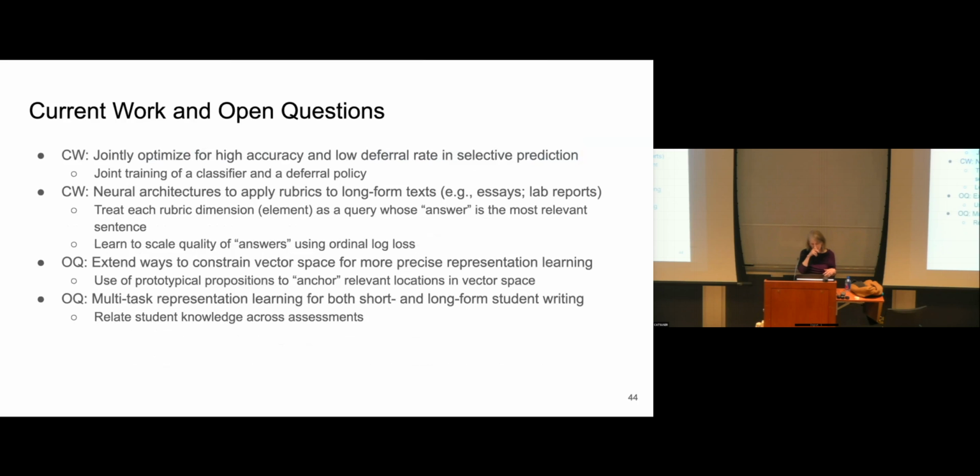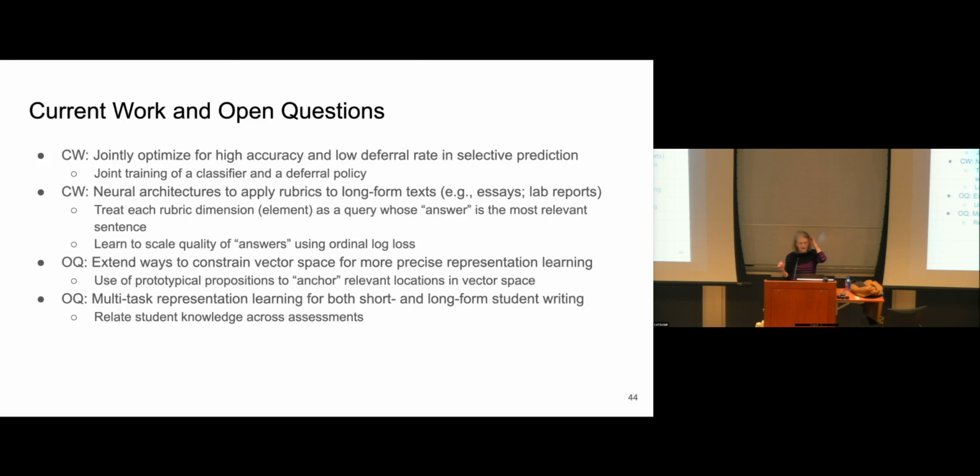My current work and open questions, I'm really excited about looking further into human in the loop. What we're trying to do is jointly optimize for high accuracy and low deferral rate in selective prediction. So we're trying joint training of a classifier and a deferral policy, where the deferral policy is actually using learned representations. And we're kind of getting somewhere, but we're not there yet.